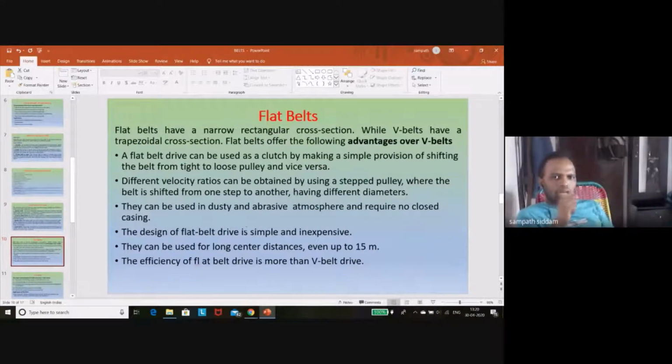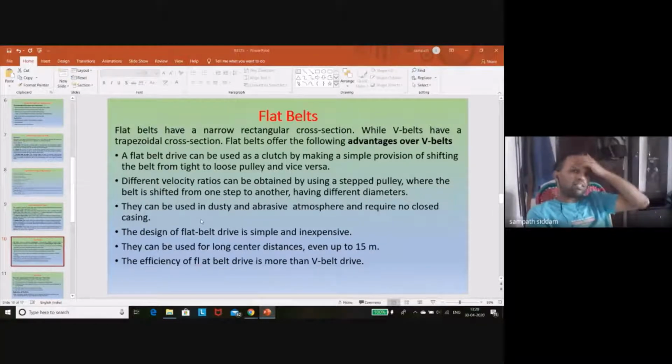That is the flat belts. This is a part of your syllabus. In flat belts, which I already told you, you have two types, open and cross belt, that we will go through one after the other. We'll first discuss the advantages and disadvantages of flat belts over the other types, and then go through the open and cross types one by one. Flat belts have a narrow rectangular cross section, while V belts have a trapezoidal cross section. Flat belts have major advantages. One by one we'll go through them.